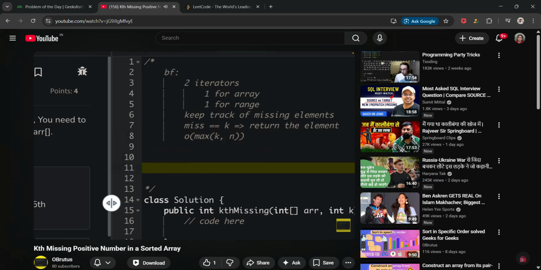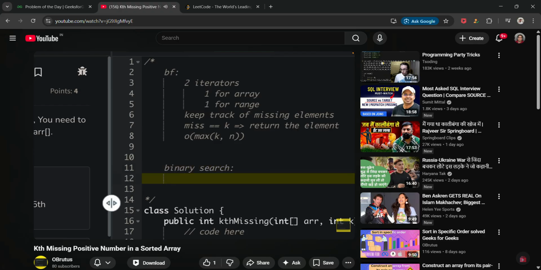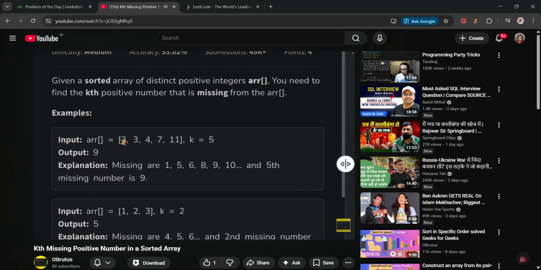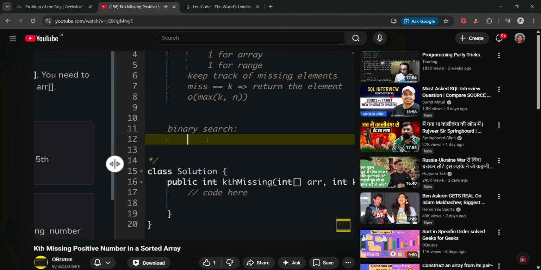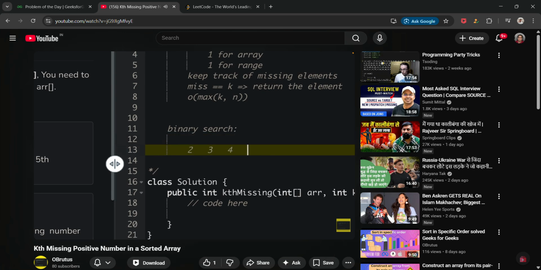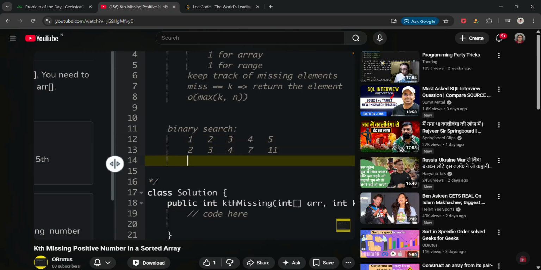Can we optimize this? Yes, we can optimize this by using binary search. So how can we do a binary search over here? First thing first, we need to understand how this array is being stored. So let's take an example: 2, 3, 4, 7, and 11, with indexes as 1, 2, 3, 4, 5. That would make our things simple. So these are indexes, but I have added plus 1 for simplicity.